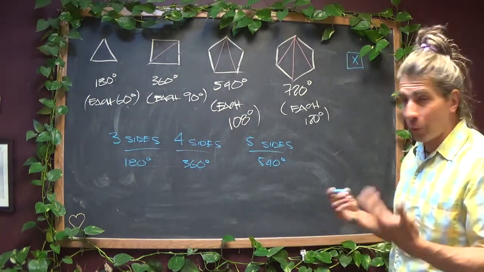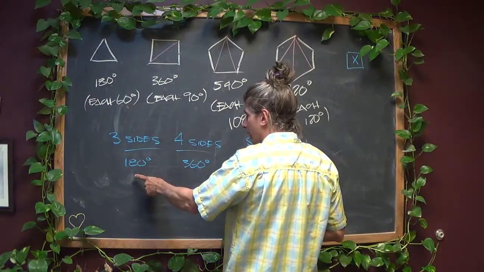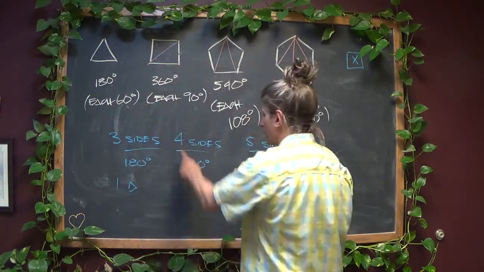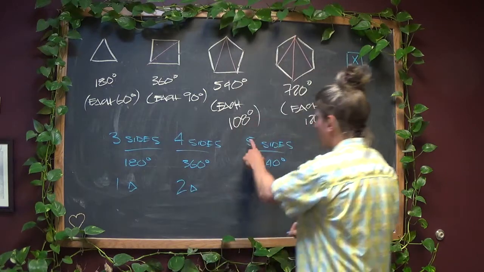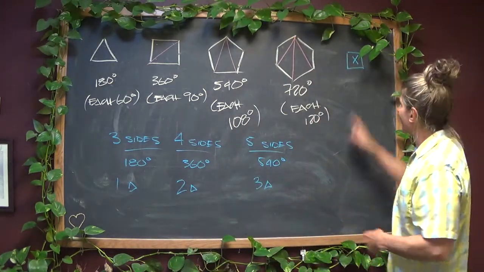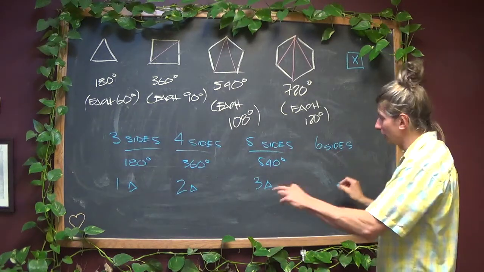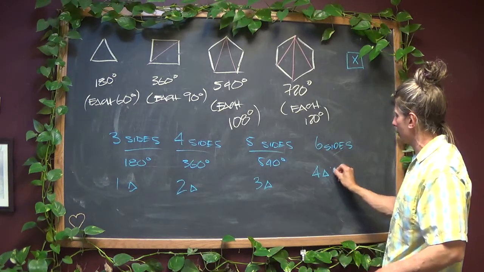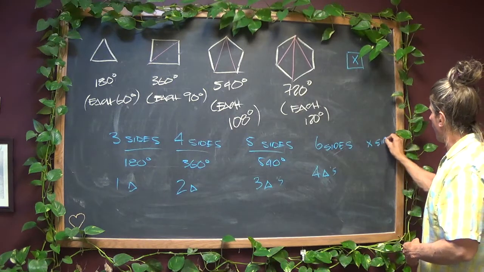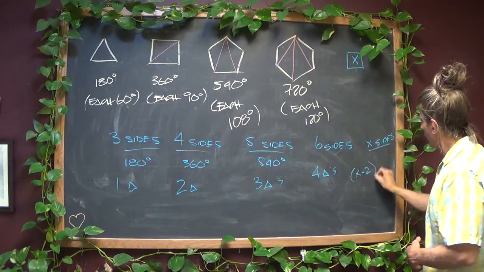What my brain first went to was, all I've got to do is figure out how many triangles there are. For 3 sides, there's 1 triangle. For 4 sides, there are 2 triangles. For 5 sides, there are 3 triangles, and this is a little bit easier. For however many sides there are, there's going to be 2 fewer triangles. So for x sides, there's going to be x minus 2 triangles.